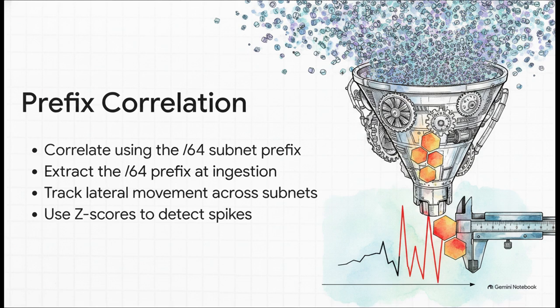To do this efficiently, make sure you extract that /64 prefix right at data ingestion. That is going to save you big time on expensive SIEM queries later. From there, you can track lateral movement across different /64 subnets and use statistical baselines, like z-scores, to spot sudden, weird spikes in prefix activity.